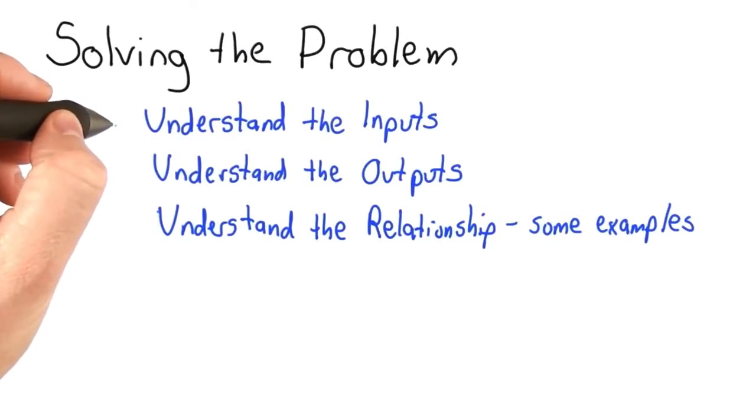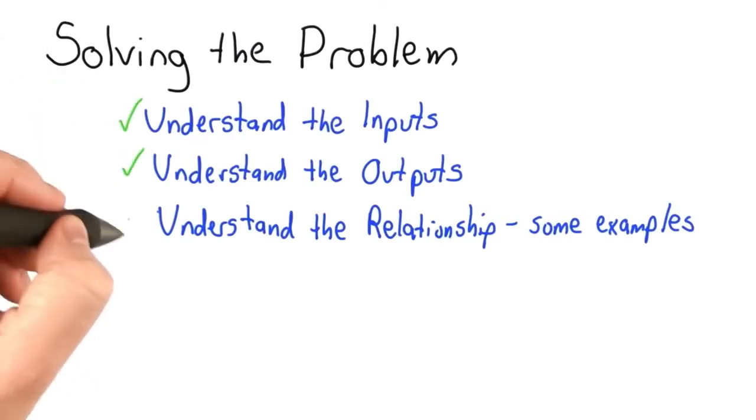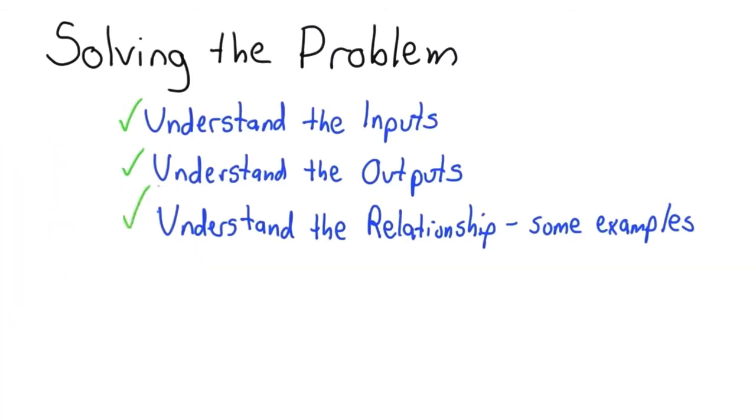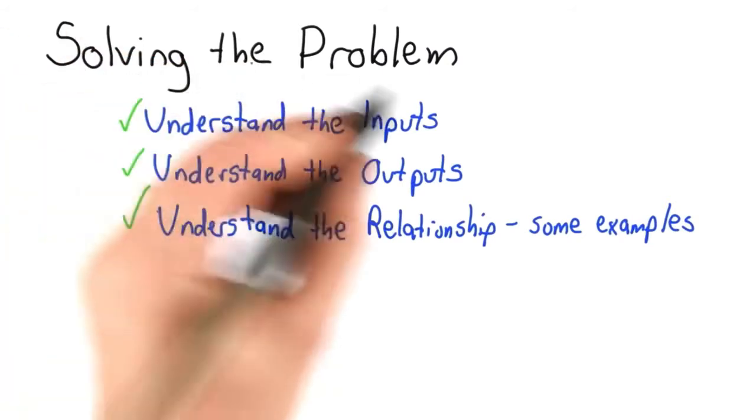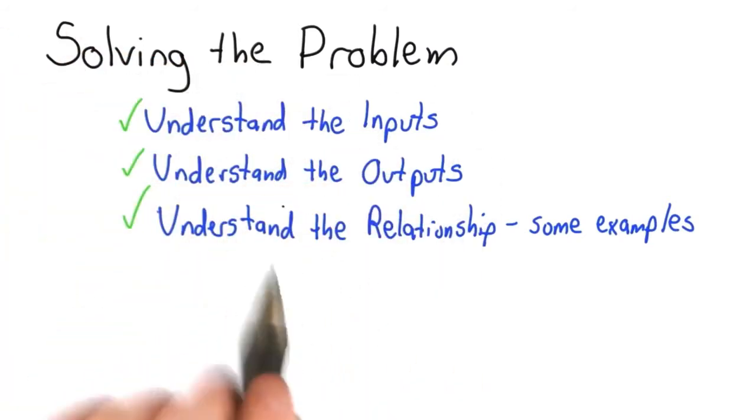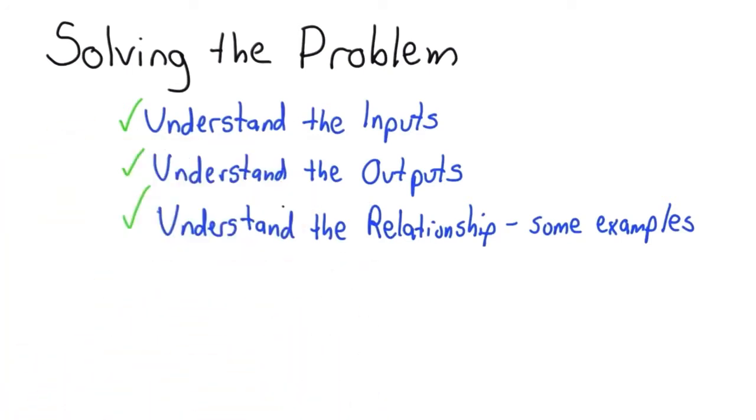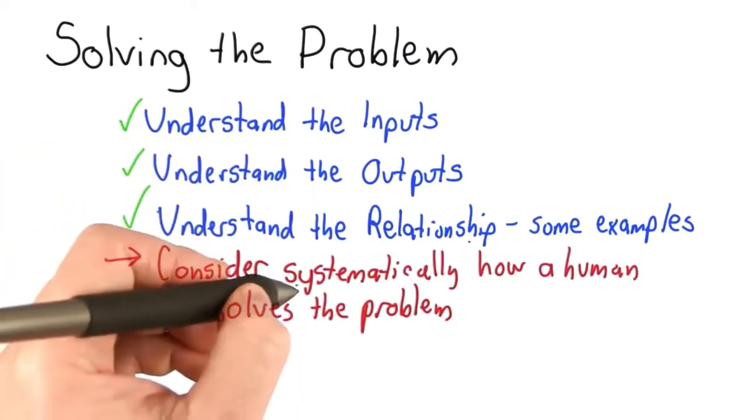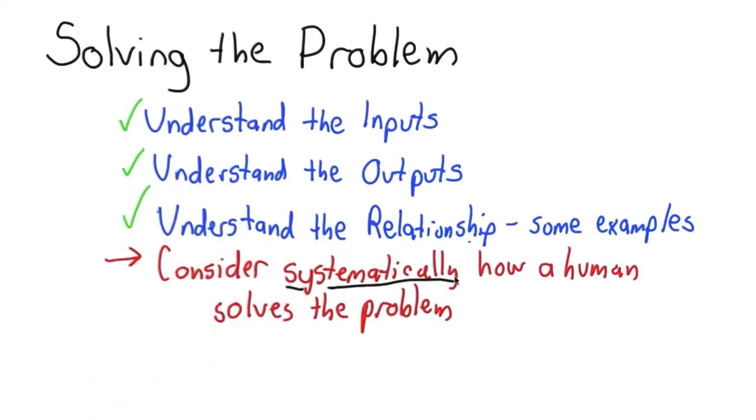So now we've done 3 main steps towards solving the problem. We understand the inputs, we understand the outputs, and we understand the relationship between the two based on some examples. At this point, you might be ready to start coding, but if the problem is a challenging one, you're probably not. What I'll suggest as the next step is that you should really think about how to solve the problem as a human. If you don't understand how to solve the problem yourself in a systematic way, you're probably not ready to start writing code. So let's think more carefully about how we actually compute this.